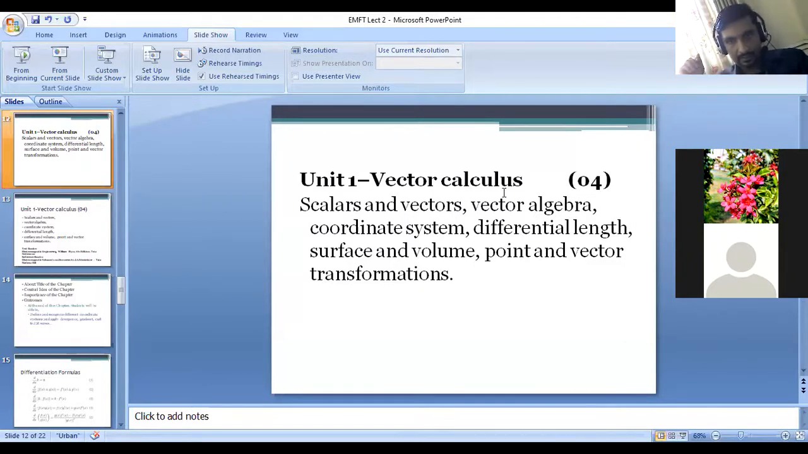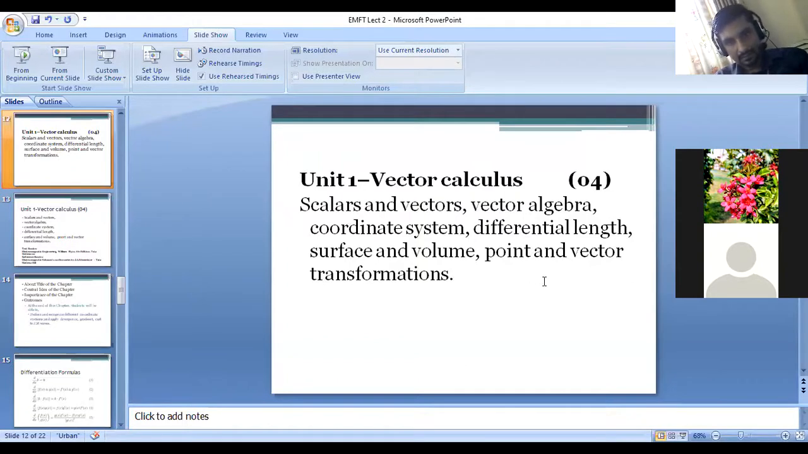I expect everyone to take a note of the syllabus of the first unit. Unit 1, vector calculus. A total of 4 hours is allocated for this unit. The contents of this unit are scalars and vectors. Please note this down. As I said at the start, I will not be dictating anything throughout the semester, but I hope every one of you takes a note of this part, because unless you know the syllabus, you will not be able to study anything.